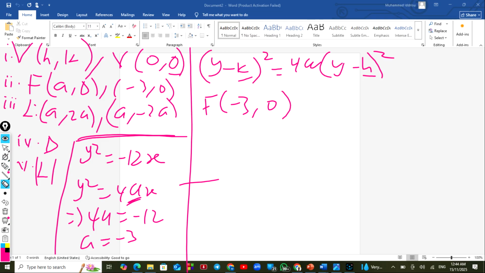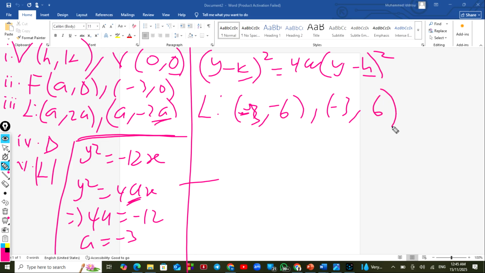The latus rectum will be L, such that we have the points (-3, 2a), which is (-3, -6), and the point (-3, -2 times -3), which will be (-3, +6). So we have this. Then we are finding the directrix.